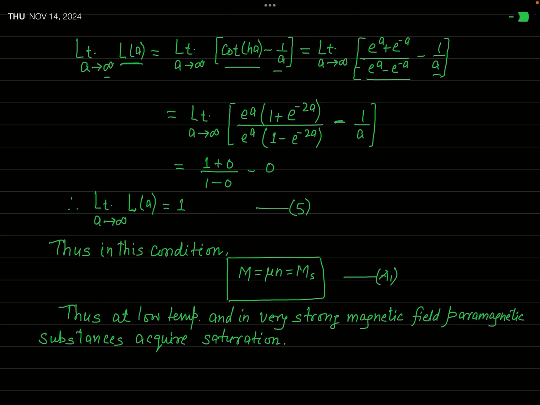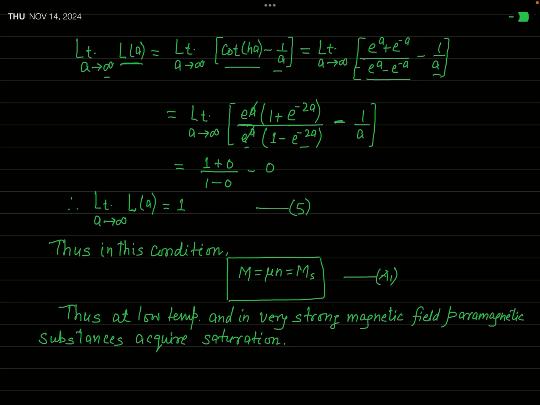Now, before putting the limit, we have to free this expression from the indeterminate form, and for this we take e to the power A as a common factor in both numerator and denominator. When you take e to the power A as a common factor, the remaining factors will be 1 plus e to the power minus 2A in the numerator, and in the denominator e to the power A times 1 minus e to the power minus 2A. This will cancel out.